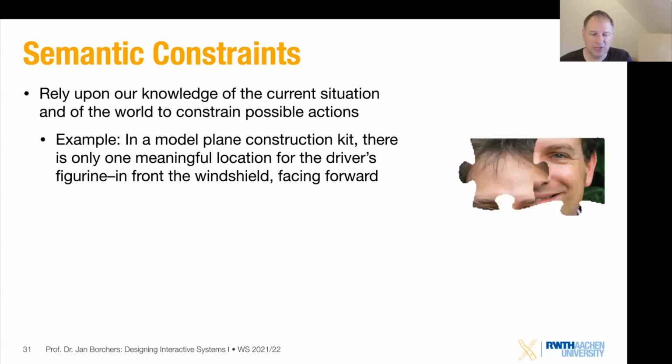Next up are semantic constraints. Those rely on our knowledge of the current situation. So physically, there's nothing in the way of me doing something, but my understanding of the situation tells me that this is not what I should be doing. For example, in a model plane construction kit, I think this is an example that Norman mentions in his book, if there's a pilot figurine in there, there's only one meaningful location for that figurine, and only one direction, because he wants to look forward and be in the pilot seat, of course.